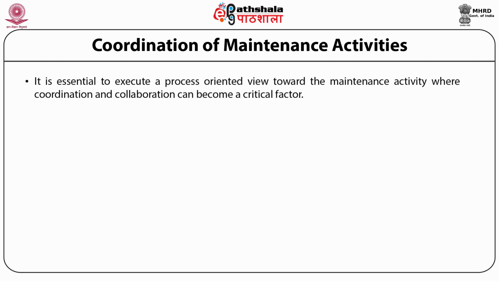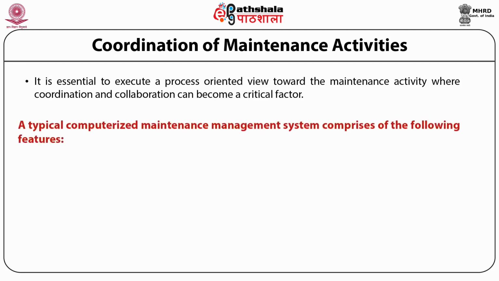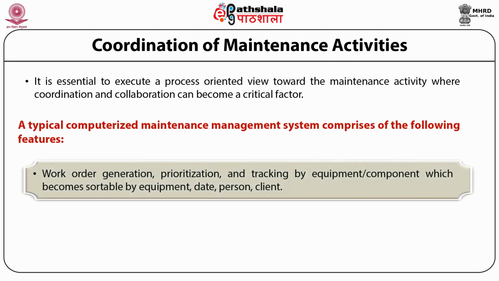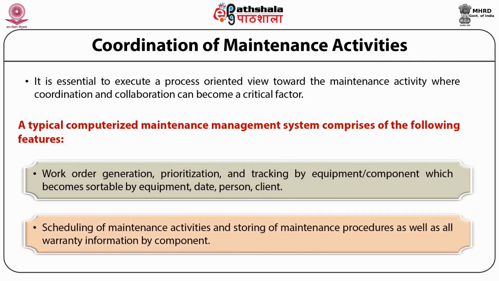It is very essential to execute a process oriented towards the maintenance activity where coordination and collaboration become a critical factor. A typical computerized maintenance management activity comprises the following features. Firstly, the work order generation, prioritization, and tracking by equipment component that becomes sortable by equipment, date, person, client, and so on. Secondly, scheduling of the maintenance activities and storing of maintenance procedures as well as warranty information by component.